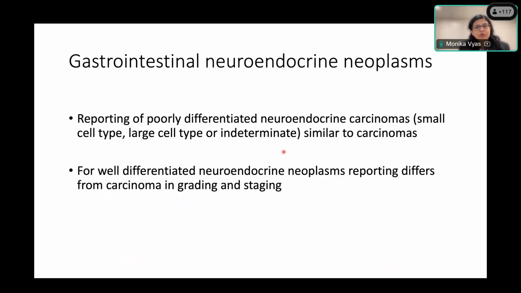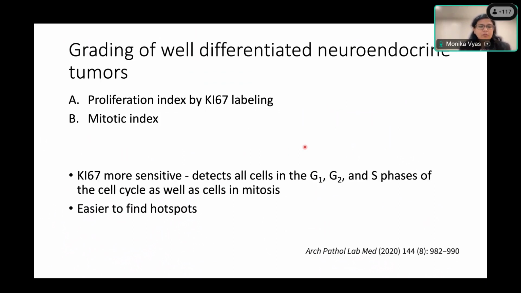So as I mentioned before, reporting of poorly differentiated neuroendocrine carcinomas is similar to other carcinomas of the GI tract. For well-differentiated neuroendocrine neoplasms, it depends on multiple other parameters. So when you have made a diagnosis of a well-differentiated NET, then the next step is to assess the proliferation index and/or mitotic index for grading it.